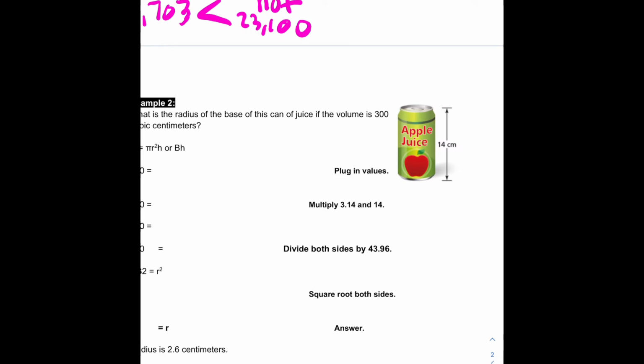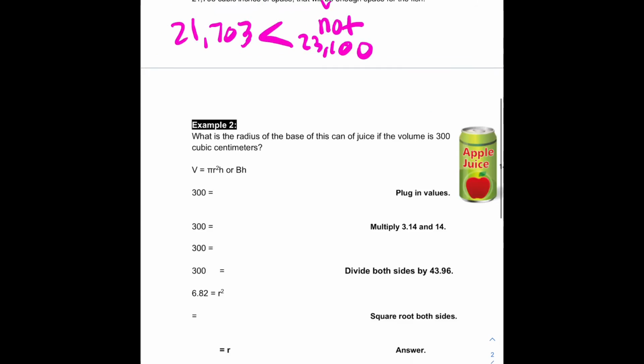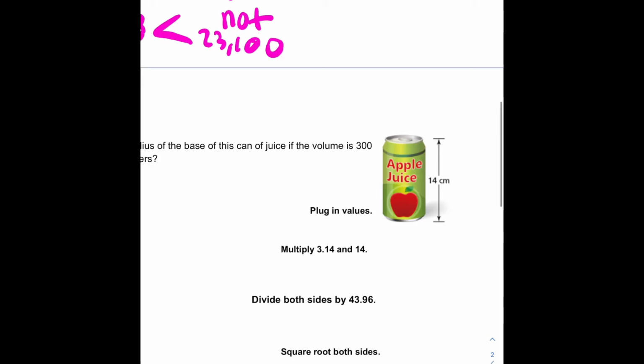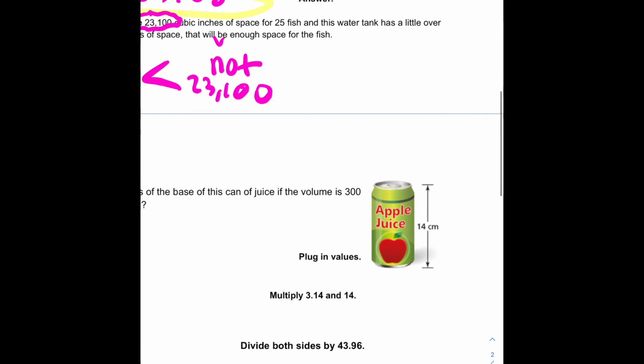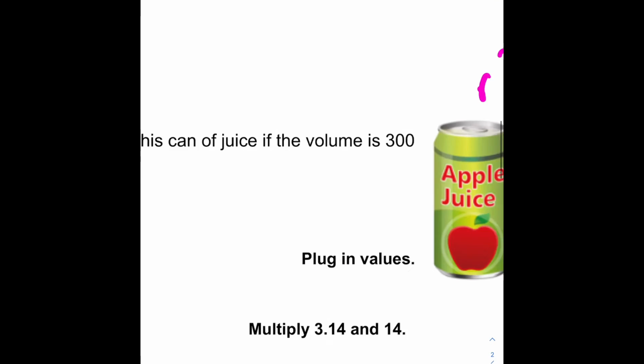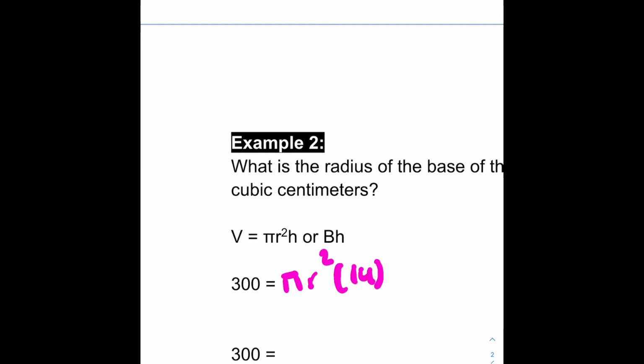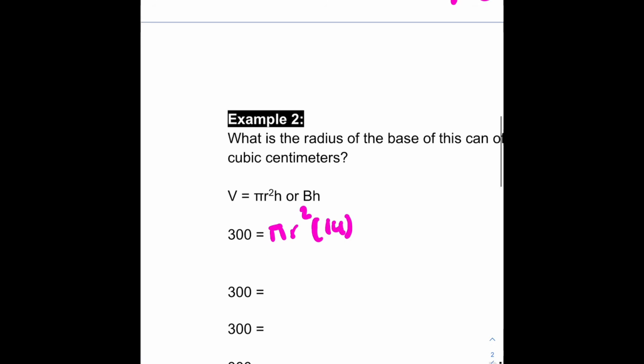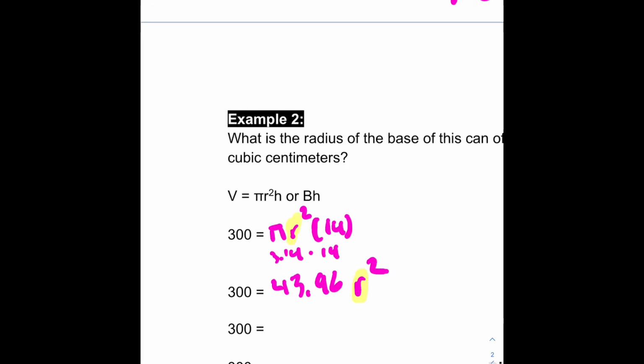What is the radius of the base of this can of juice if the volume is 300 cubic centimeters? So again, we're going to use our same formula, but this time we're going to set it equal to 300. I know that this is my height. I don't know what the radius is. That's the question. So we're going to say 300 equals pi times r squared, and then we just said our height was 14 centimeters. So I'm going to multiply 3.14 times 14, which is 43.96 r squared.